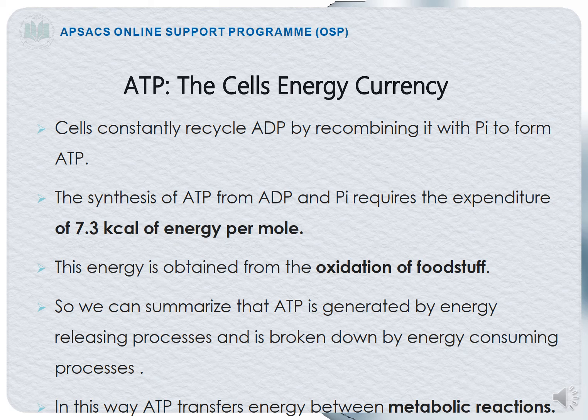This energy is obtained from the oxidation of food stuff, all of the food stuff that we are eating. So the energy is actually obtained from the food stuff. So we can summarize that ATP is generated by energy releasing processes and is broken down by energy consuming processes. In this way, ATP transfers energy between metabolic reactions. All of the metabolic reactions are taking place inside the living organism. Some of the metabolic reactions we have already discussed, like inside our body, different kinds of reactions are carried out in your stomach, different kinds of reactions are carried out in your mouth. So all of these reactions actually require ATP, right?